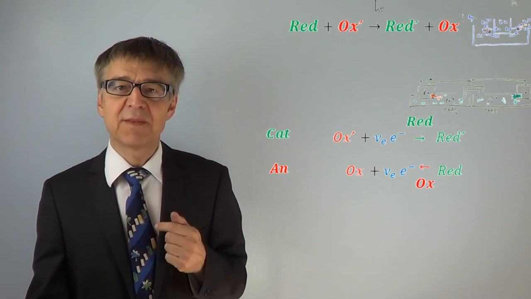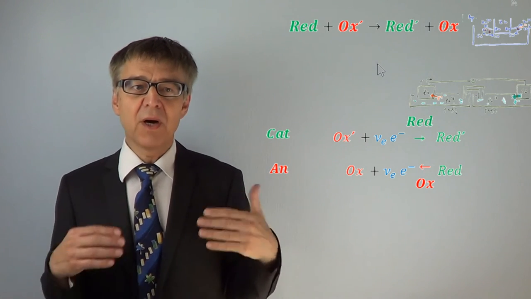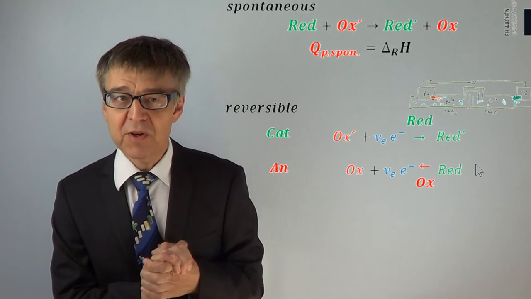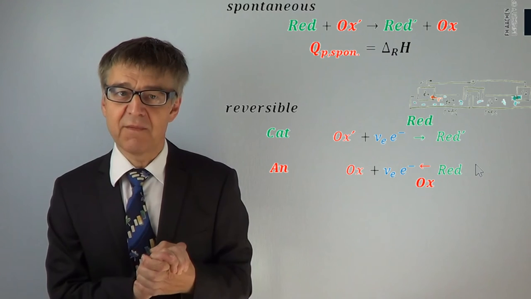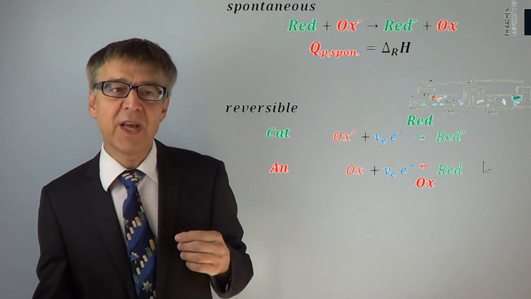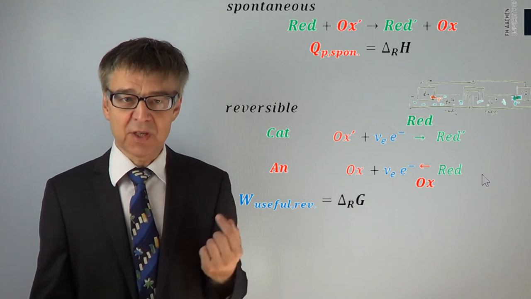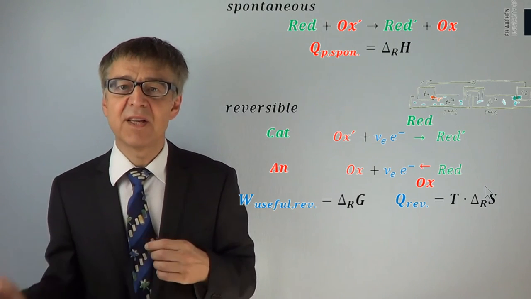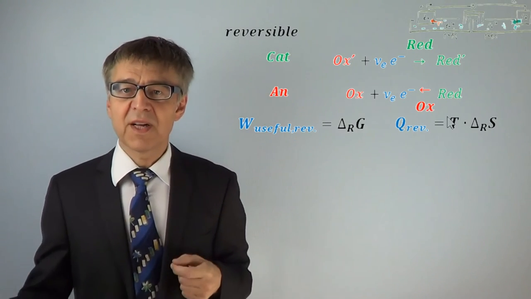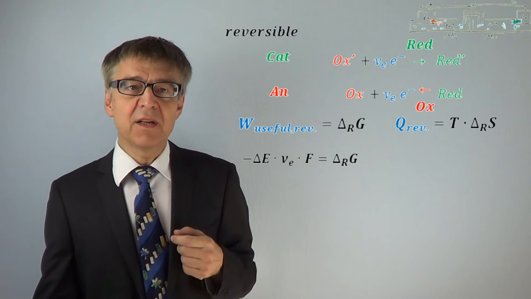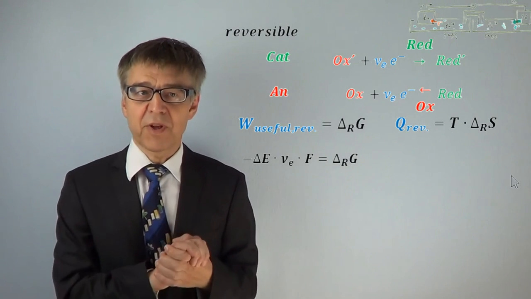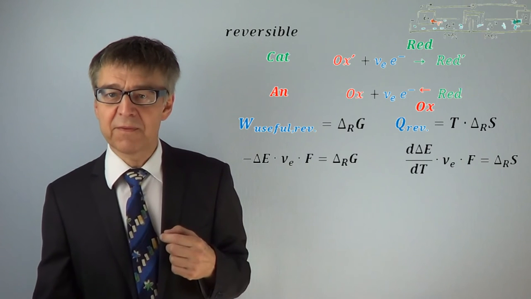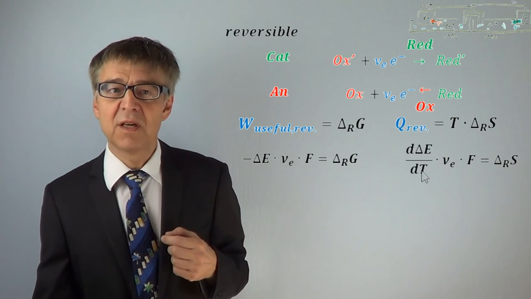Performing the redox reaction in a spontaneous way will gain the whole enthalpy, delta H, as heat. Performing the same redox process in a reversible way, that is, in a galvanic cell, we obtain Gibbs-free energy, delta G, as electrical work, and the entropy, delta S times T, as heat. Accordingly, EMF delta E of a galvanic cell is linked to Gibbs-free energy, as is the temperature dependence of EMF, d delta E over dT, to entropy.